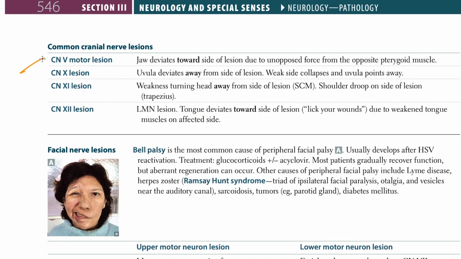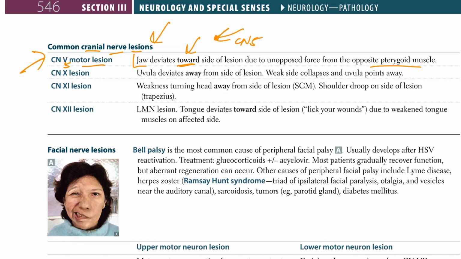Okay, now let's talk about common cranial nerve lesions. We have the cranial nerve 5, CN5 motor lesions. If you have a CN5 motor lesion, the jaw will deviate towards the side of the lesion due to unopposed force from the opposite pterygoid muscles. Makes sense. But the important point is, let's say you have a lesion here, the jaw is going to deviate to that side. Important in CN5.